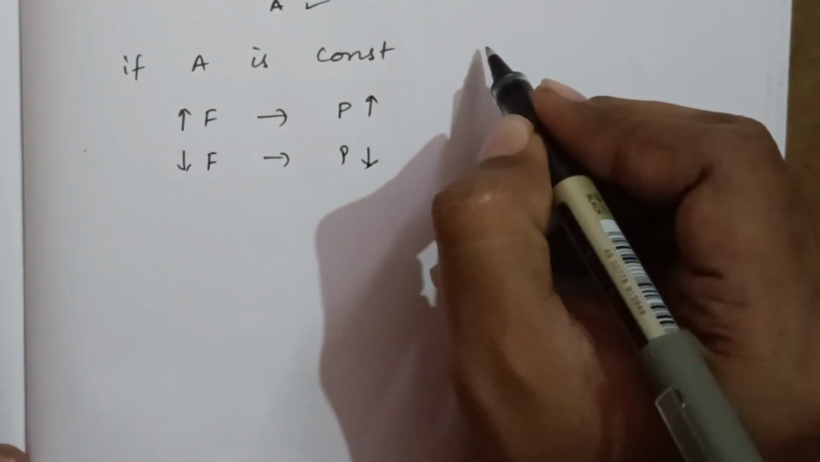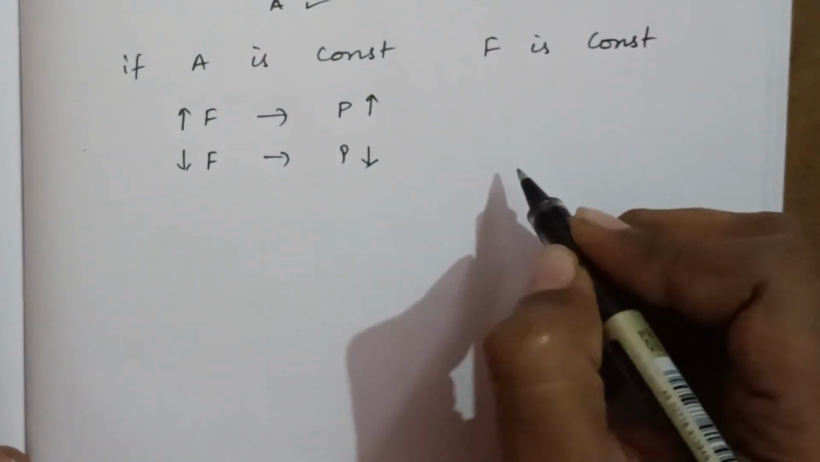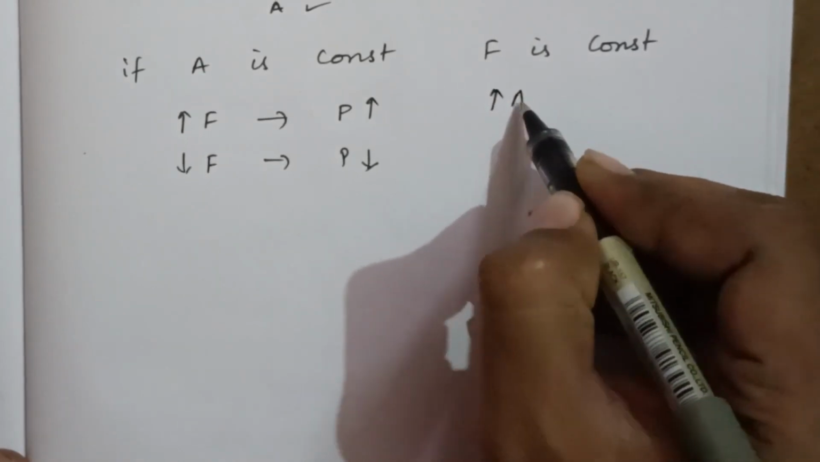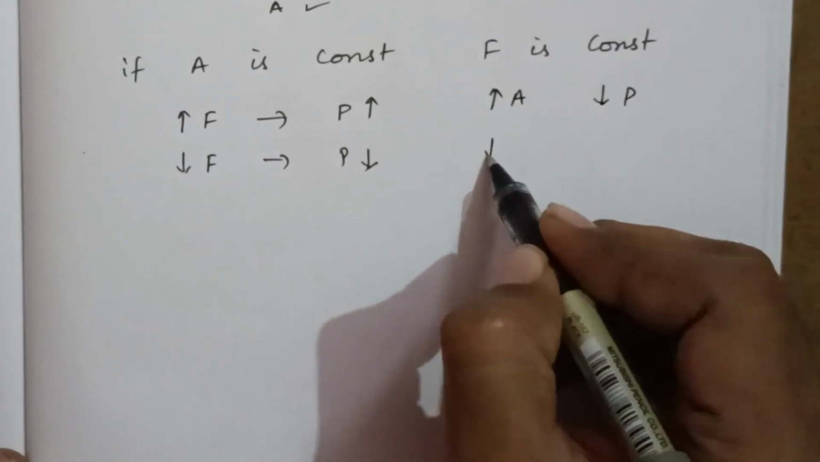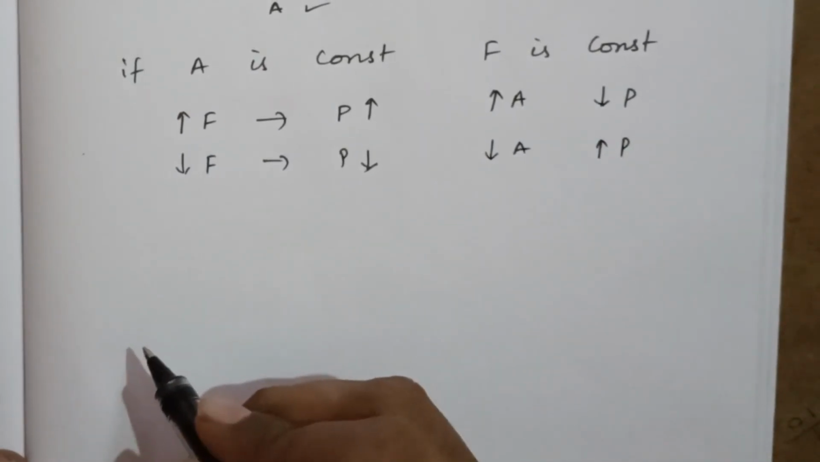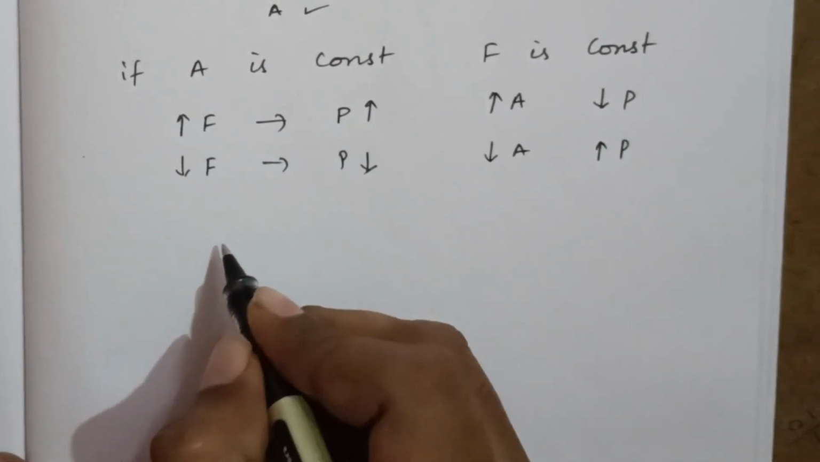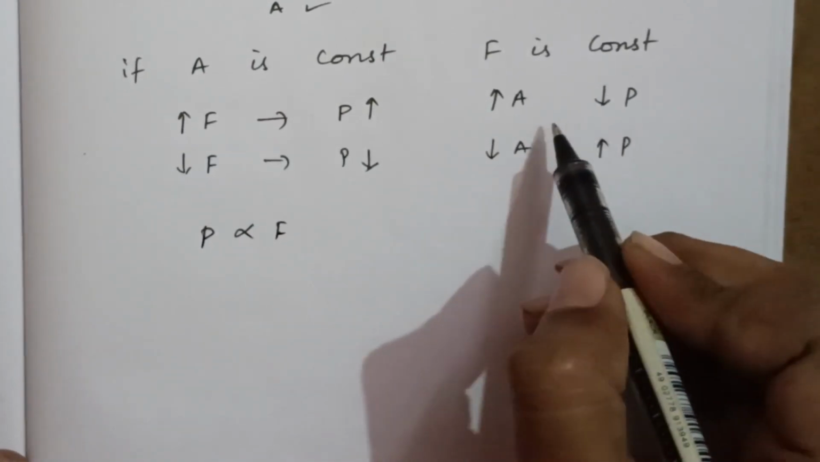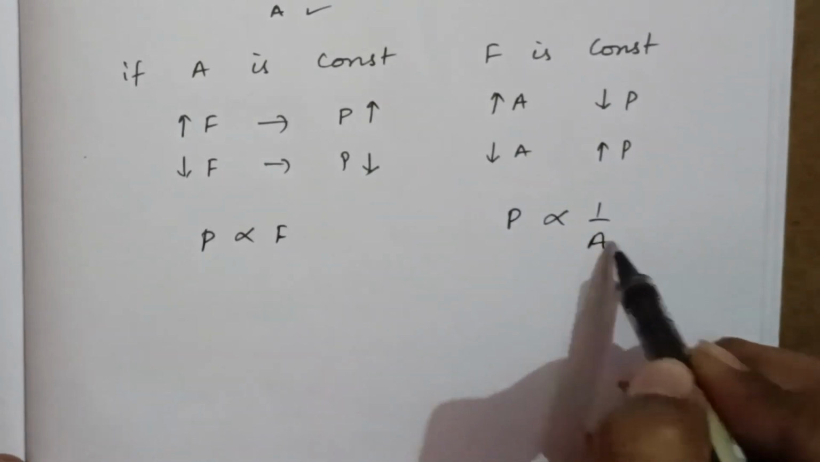Whenever force is constant, if you have more area, pressure will be less. Whenever you have less area, pressure will be more. Here, when the area is constant, pressure is directly proportional to force. When force is constant, pressure is inversely proportional to area.